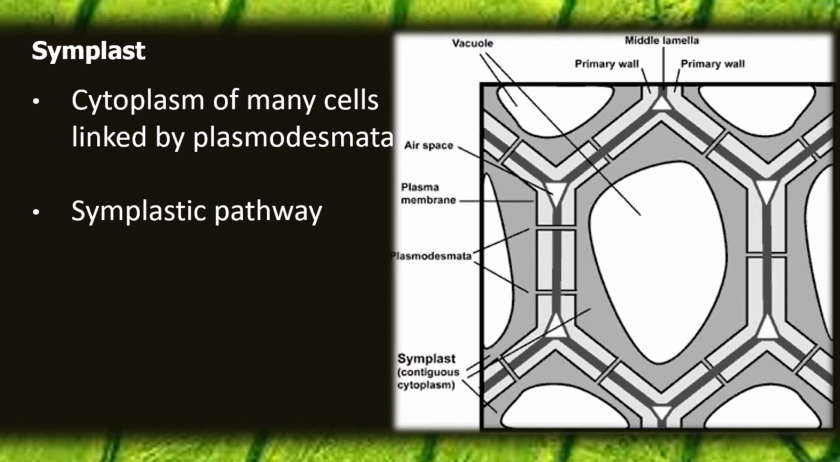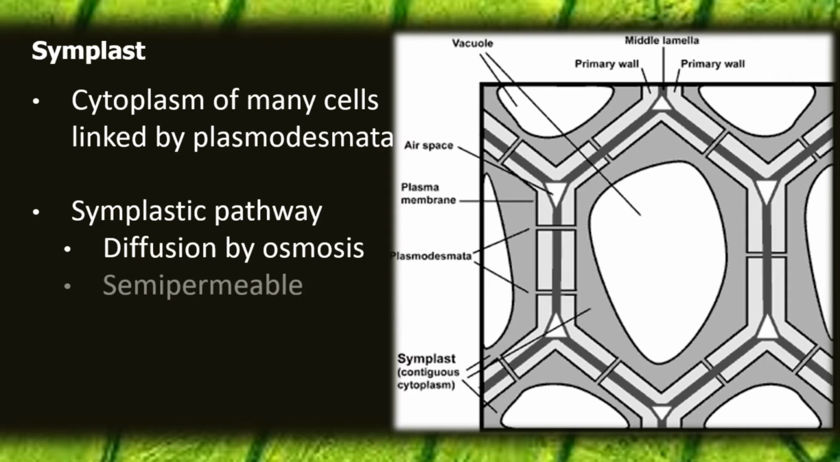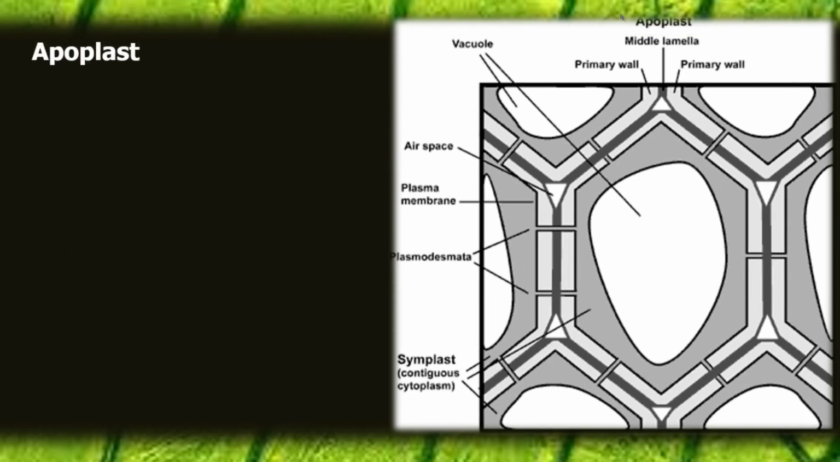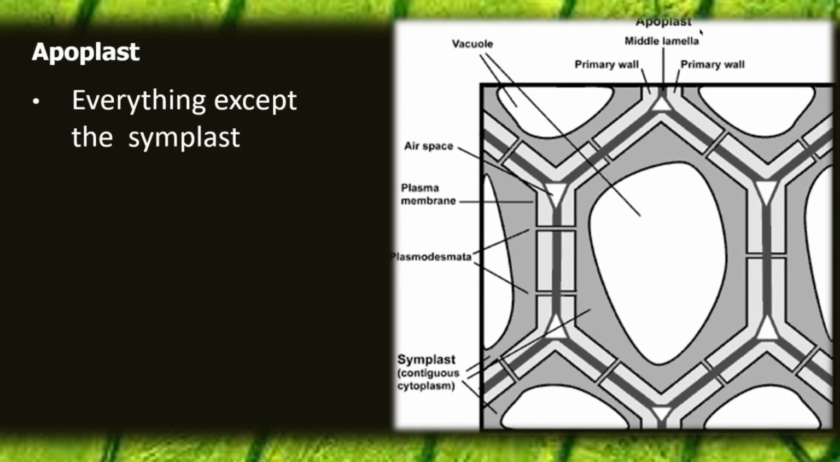Transport within the symplast is called the symplastic pathway, where we see substances flowing from cell to cell through Plasmodesmata. Diffusion of these substances occurs via osmosis. The symplastic pathway is semi-permeable, which makes sense if you think about it. To get into the cell in the first place, substances have to pass through the plasmalemma, whether it's part of the symplast or not. Conversely, the apoplast is everything except the symplast.